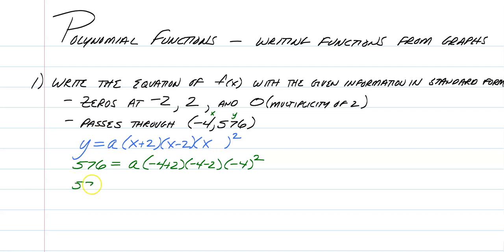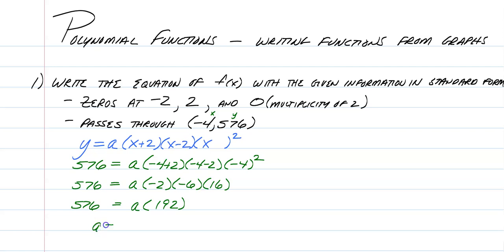So that's going to give us 576 is equal to a times a -2 times a -6 times -4 squared is a +16. So that's 576 is equal to a times, now we're just going to multiply all of that together, which is 192. To solve for a, you obviously just need to divide both sides by 192, and you are going to end up getting a is equal to 3. Okay, but now the rest of this is going to require some more work.